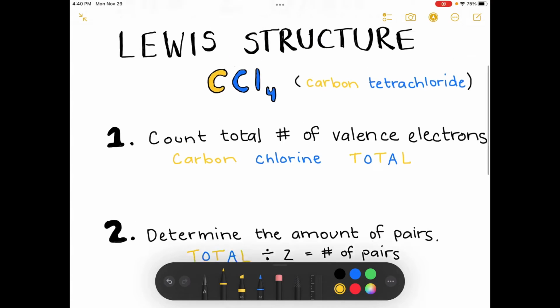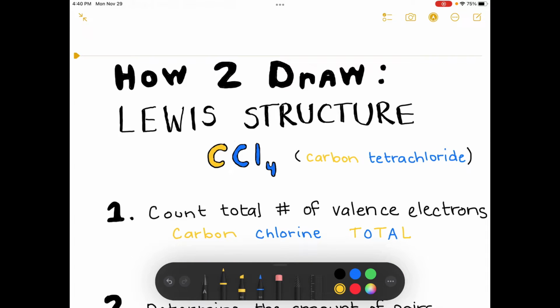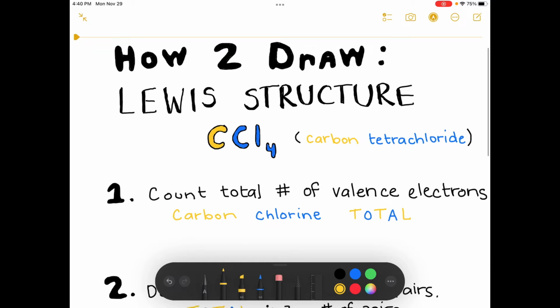Hello, my name is Savannah Clark and I'm in Chemistry 119, Section 621, and today I'll be showing you how to draw a Lewis structure for carbon tetrachloride.